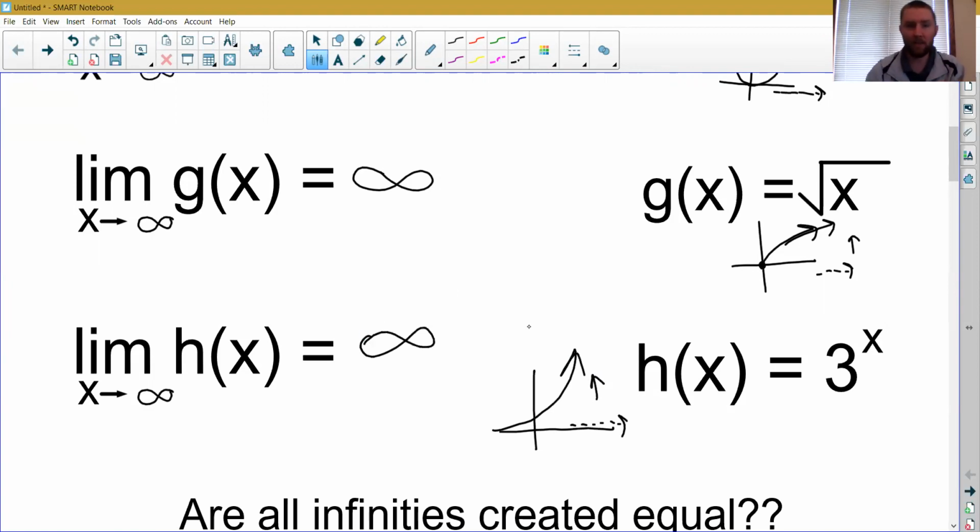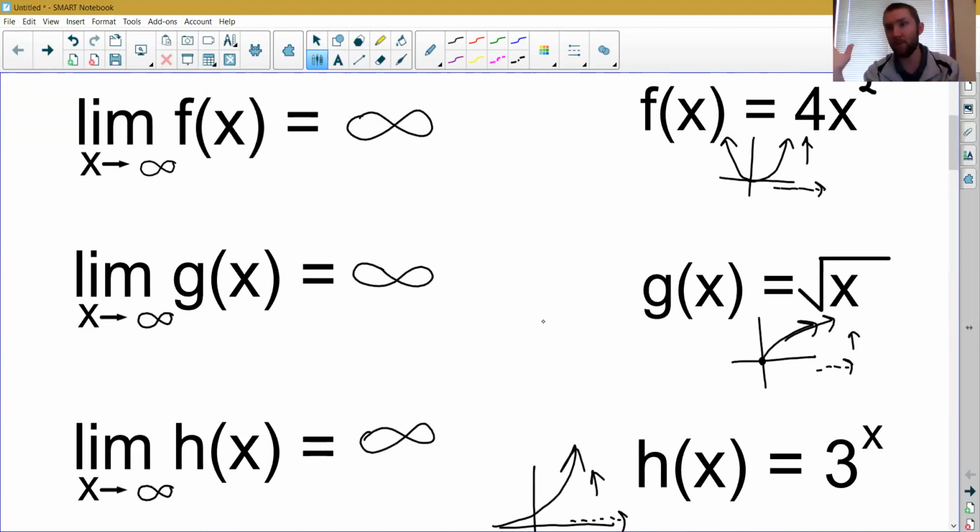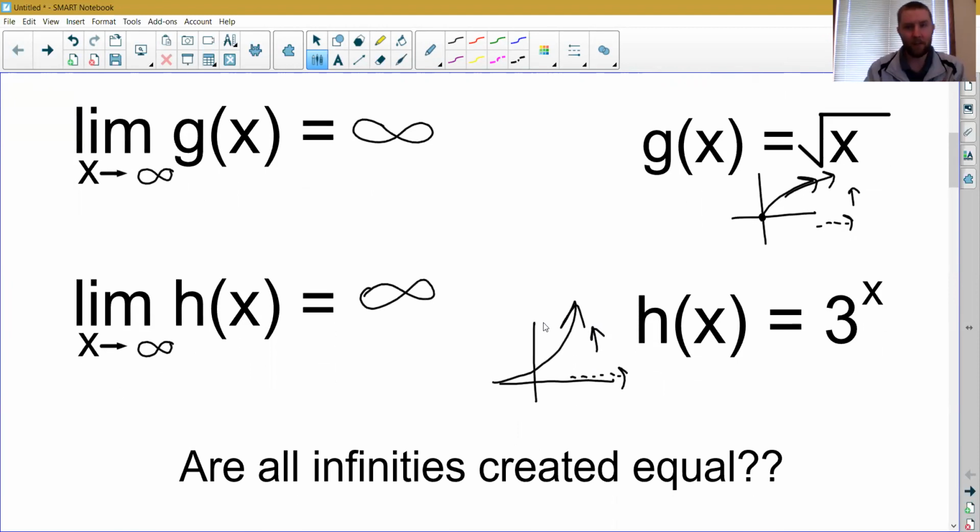So what I want you to realize here is I just did 3 limits, and they're all exactly the same thing. All of the limits as x approaches infinity for these 3 functions are infinity. The question for us today is, are all infinities created equal? The answer to that is no, and that's what we're going to talk about using problems 3, 4, 5, and 6 in chapter 8.